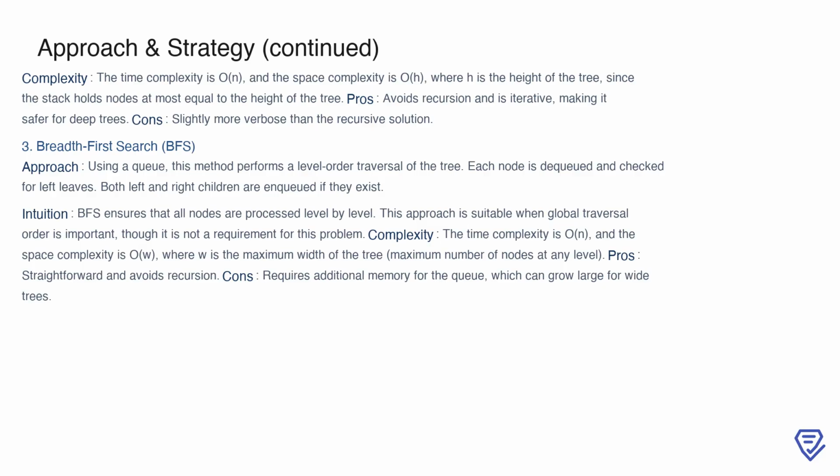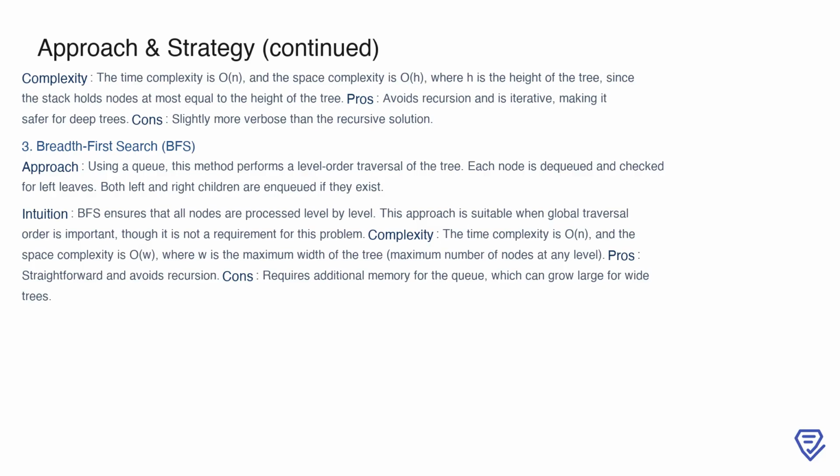Its main advantage lies in avoiding recursion, which can be a critical factor for deeply nested trees. However, the code tends to be less elegant than the recursive solution. Now, the third method we considered is breadth-first search, or BFS, which uses a queue to perform a level-order traversal of the tree. For each dequeued node, we check for left leaves while enqueuing any existing left or right children. BFS processes nodes level by level, which is particularly useful when the order of traversal matters, though it isn't strictly required for this problem.